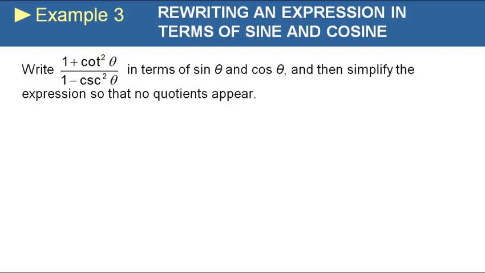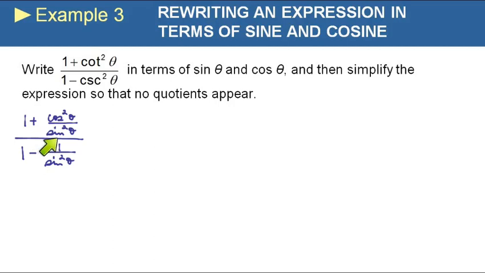Let's now write 1 plus cotangent squared over 1 minus cosecant squared in terms of sine and cosine, and we'll simplify it the same way that we did before. No quotients left in our answer. So I've got 1 plus cotangent squared over 1 minus cosecant squared. This time I'm going to do it a little differently. I'm going to write cotangent as cosine over sine. There's no reason why you couldn't go ahead and make a Pythagorean substitution there if you wanted to. I just want to show you a different approach.